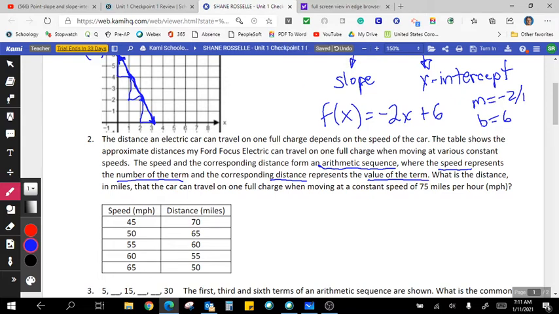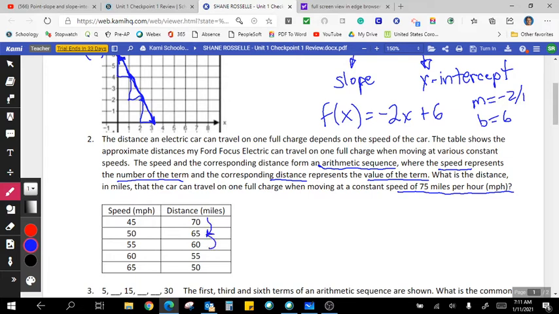What is the distance in miles that the car can travel on one full charge when moving at a constant speed of 75 miles per hour? Okay, so at a constant speed of 75 miles per hour. Remember these are all linear, so we can assume that these things are going to have a constant rate, and a constant rate means that the change in y over the change in x is going to be the same thing every time.